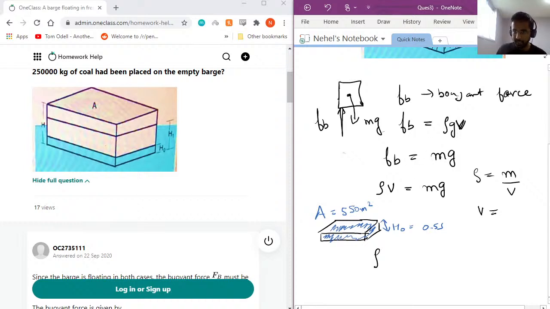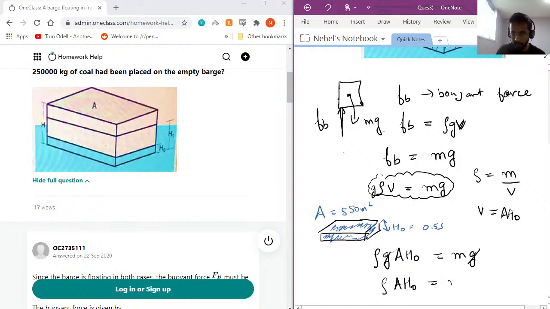So if we substitute that in this case, we get rho times g times volume, which is area times height, is equal to mg. So all we've done is we've taken this equation and substituted the fact that the volume is equal to area times height into this equation. If we look at the two sides, we know that the gravity portion cancels out. Therefore, rho times A times h naught would be equal to m.